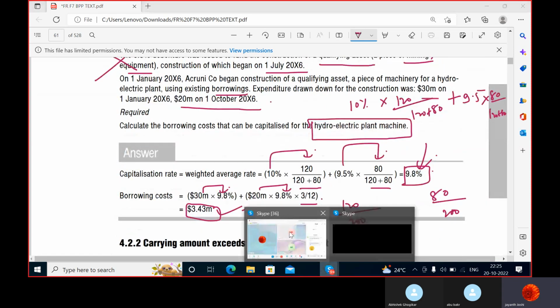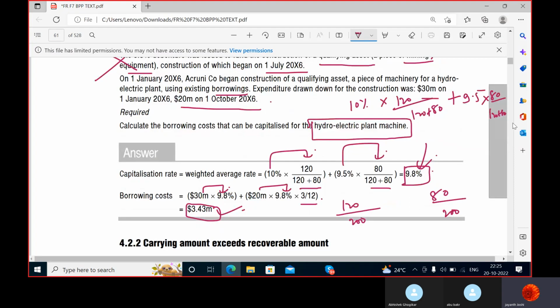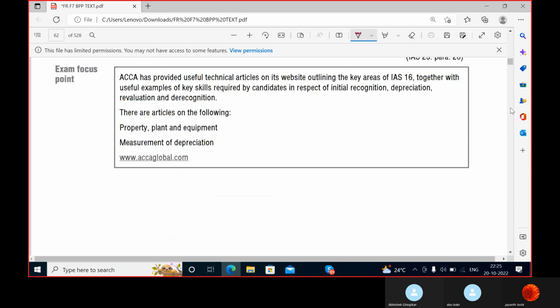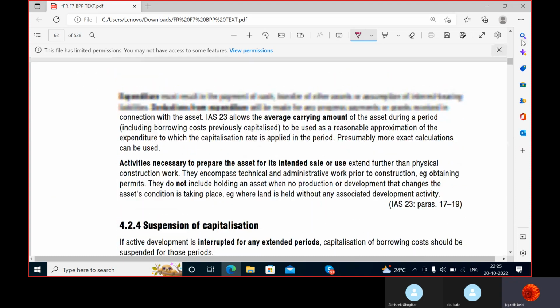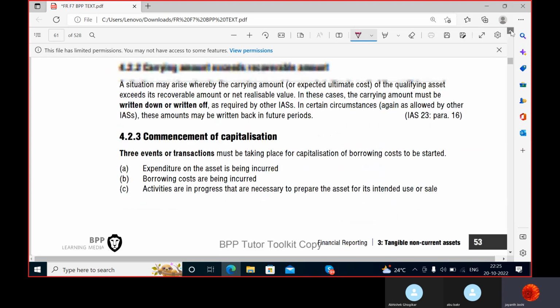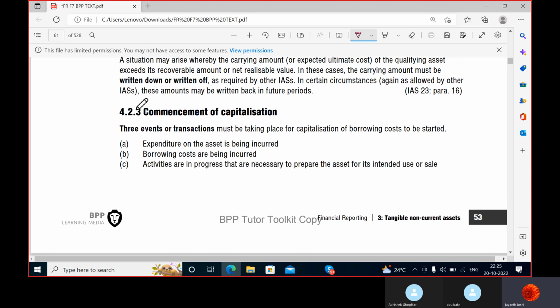We'll continue the next session tomorrow. I have some points to discuss, so I'll discuss them and wind up the chapter right now. Why delay this? See, if you are using a property and its carrying amount is more than the recoverable amount, it's an impairment loss. You should show that in the statement of profit or loss.